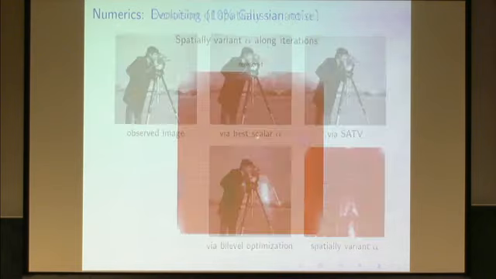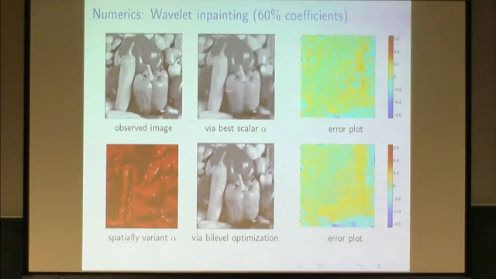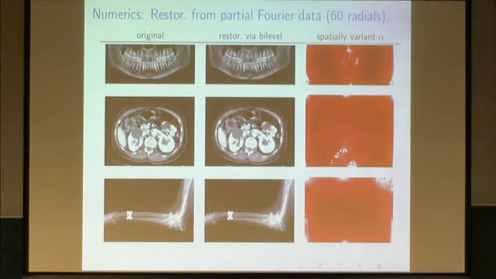You can do it with deblurring. That's the corresponding weight which you get for deblurring, with known operator K. This would be for wavelet inpainting, where 60% of the coefficients are maintained, 40% are lost. This is the corresponding alpha, which is automatically detected here. This would be best scalar regularization. This is, again, bilevel optimization regularization. You notice the difference. We did it also for medical images, where you always can see the original image, the restoration, and the features of the corresponding regularization weight alpha.